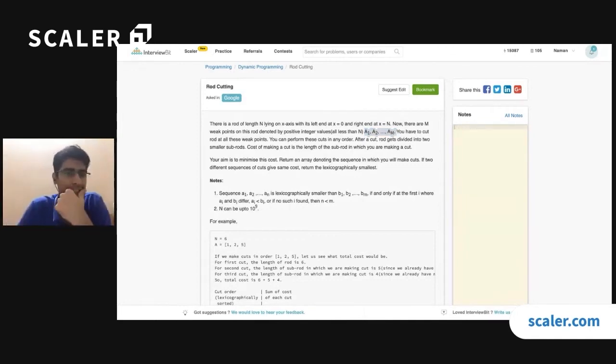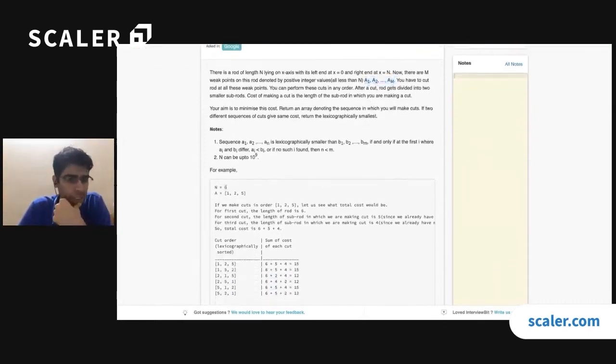For example, suppose there is initially the road of length 6. Suppose you first make the cut at position 2 or position 1 or position 5. The cost that will be added will be 6, because that is the current length of the road. Now, suppose you had earlier made the cut at 2. Now, when you make the cut at 1, the length will be 0 to 2, which will be 3? So the cost added will be 3. Then you have to find the minimum permutation of cuts such that the total cost is minimum.